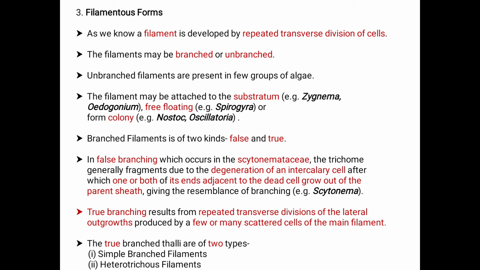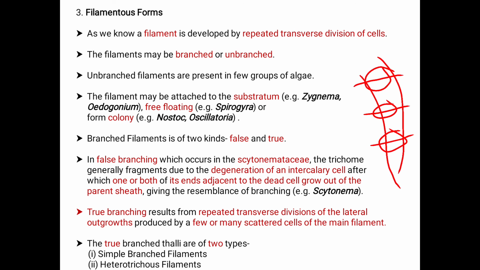As we know, a filament is developed by the repeated transverse division of the cells. How are these filaments formed? If it is a cell, it is going to divide. Again, this cell is going to redivide. Again, they divide, redivide, and join to form a filament. This is how the repeated transverse division of cells takes place in filamentous forms.